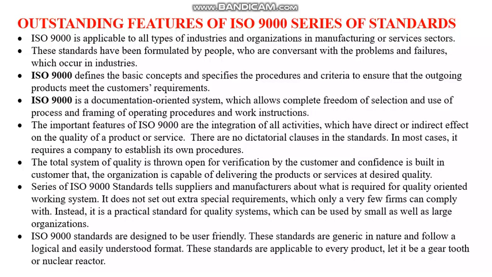Okay, the series of ISO 9000 standards tells suppliers and manufacturers what is required for a quality oriented working system. The moment a company is ISO 9000 certified, the suppliers and manufacturers, everybody comes to know what is required for them, at what levels their quality should be. It does not set out extra special requirements which only a few firms can comply with. It is not that only very rich, cash rich companies or big organizations can follow ISO 9000. Nothing like that. Even small companies can use these standards.